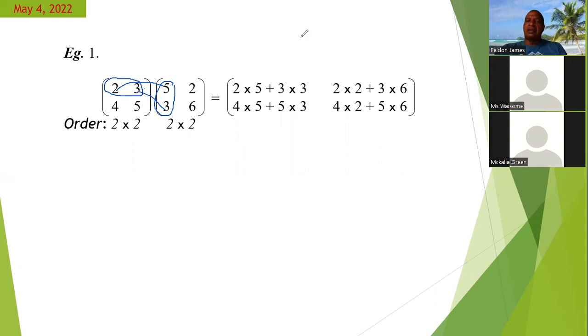So let us follow what I'm saying now. If I'm going to multiply this first row by this first column, I'm going to take the first element of this row times the first element of this column. So that would be 2 times 5. Then I take the second element of the same row with the second element of the first column. So now this would be 3 times 3. We are going to add 3 times 3 to what we did before. Any questions so far?